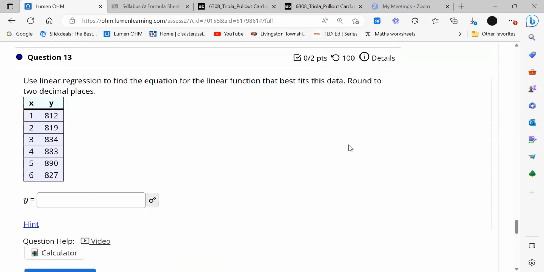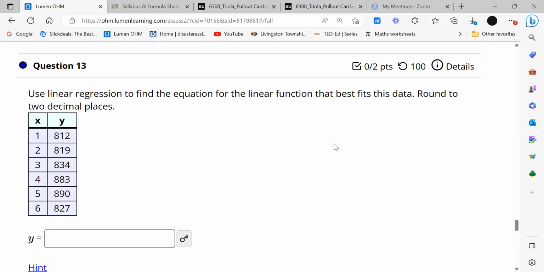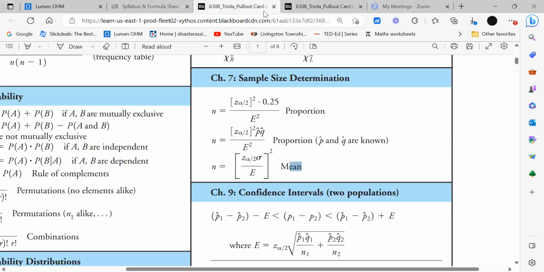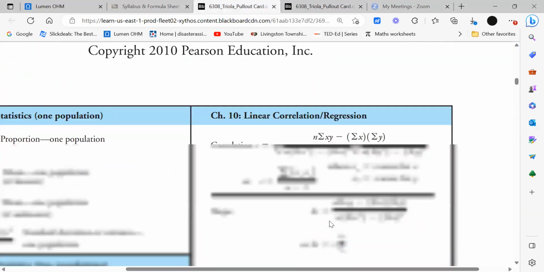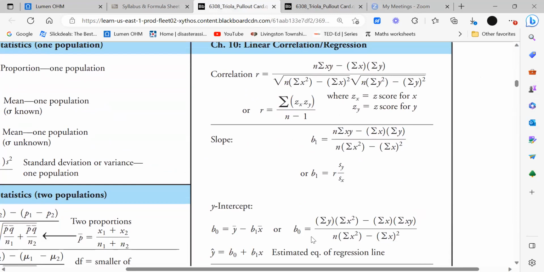Let's look at question 13. Starting on question 13, you need some calculations. I'm going to show you. For question 13, we want to find the linear regression, the equation for the linear function that fits the data. That means we need to use the B0 and B1 formulas from chapter 10. You need to find B0 using this formula here, and also B1 using this formula.